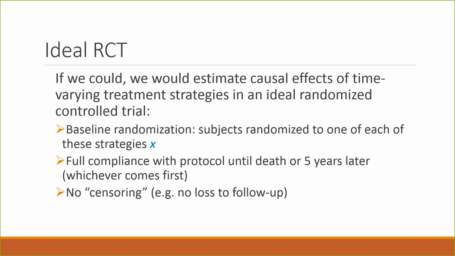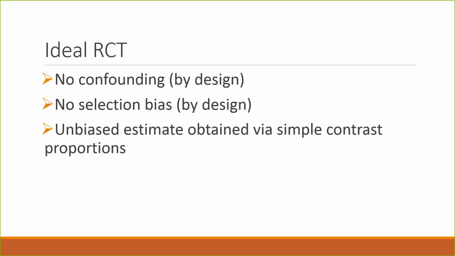So effectively, that modifies our question a little bit to be what would be the effect of these different strategies in a world where we could eliminate this type of censoring. In other words, everybody gets monitored at least every 12 months. So with that definition of censoring, our ideal RCT would be forcing people also to come into the clinic at least every 12 months and get lab measurements done.